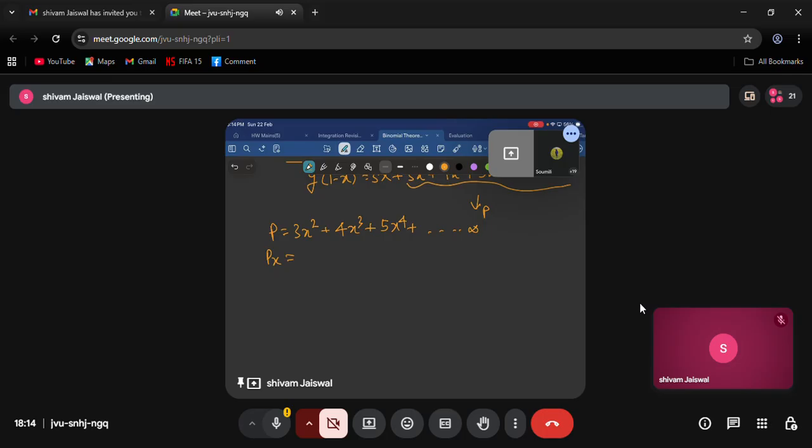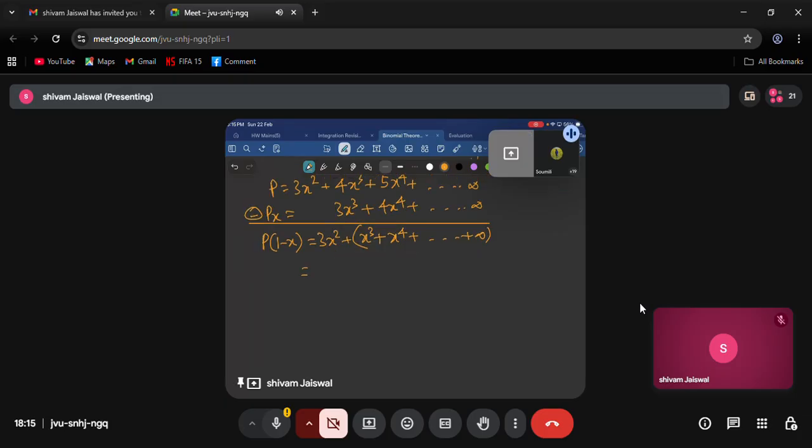Yes, sir. Px will be equal to 3x cube plus 4x to the power 4 plus dot dot dot plus up to infinity. So when you subtract, P common, 1 minus x will be equal to 3x square plus x cube plus x to the power 4 plus up to infinity. Okay, let us simplify. This will become 3x square plus x cube plus up to infinity, this one will be a by 1 minus r, that is x cube by 1 minus x.